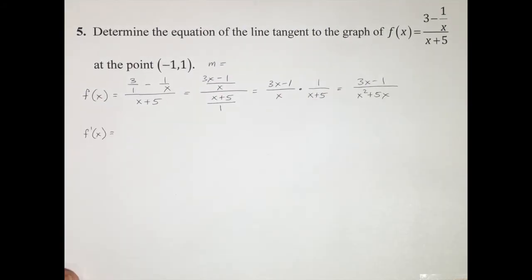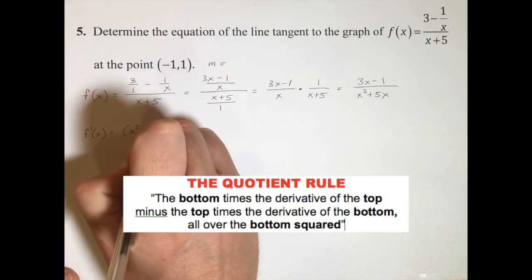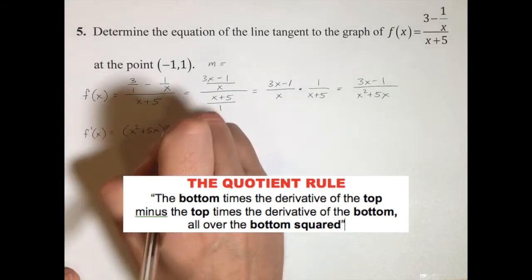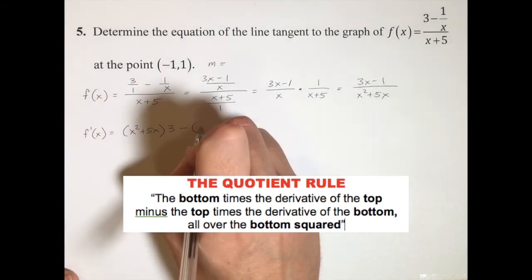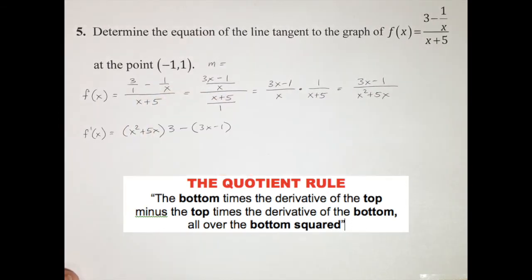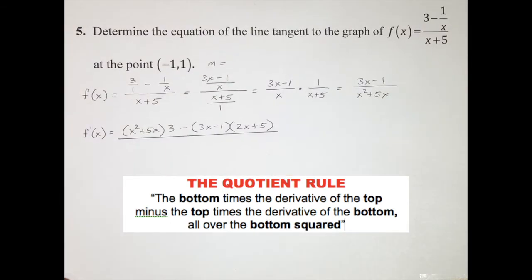Now I can get the derivative, and I'm going to need to use the quotient rule. I'll put the bottom, x squared plus 5x, times the derivative of the top, the derivative of the top is simply 3, minus the top, which is 3x minus 1, times the derivative of the bottom, which is 2x plus 5. And I'll put all of that over the bottom squared.